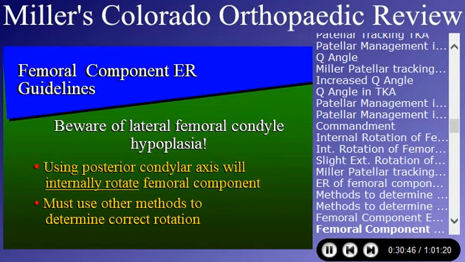And that's why 90% of the time they line up. 10% of the time they don't line up because you have some of these deformities. And those are the nuances of total joint management. So you've got to use other methods to determine your rotation. So remember, with lateral femoral condylar hypoplasia, you can't use the posterior sleds for your rotation. And that's where you've got to rely on your epicondylar axis.